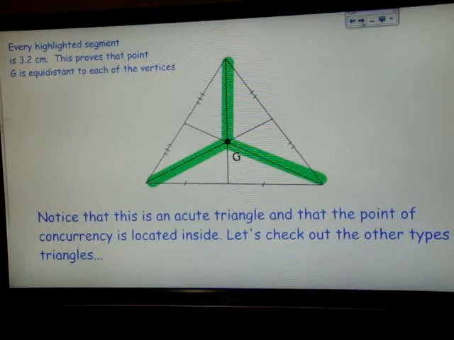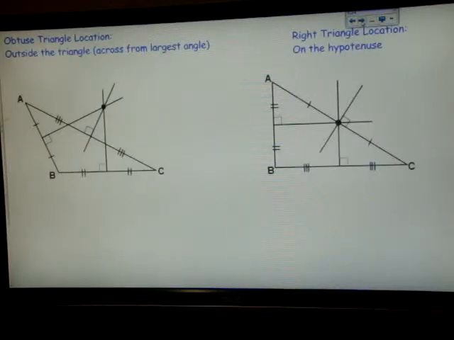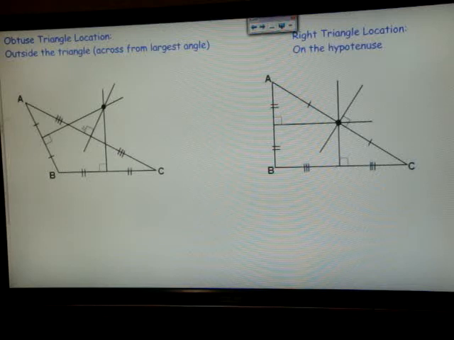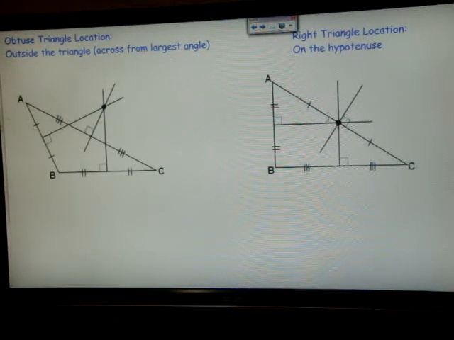Let's take a look at what happens in an obtuse or a right triangle. In an obtuse triangle, the point is located outside, and if you notice, it's outside across from the biggest angle. If you look at the right triangle, it is right on the hypotenuse, which is the side of the triangle across from the right angle.